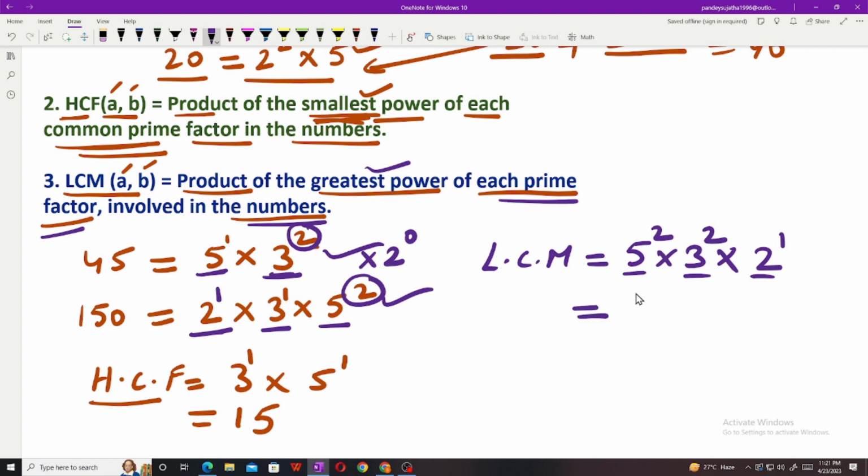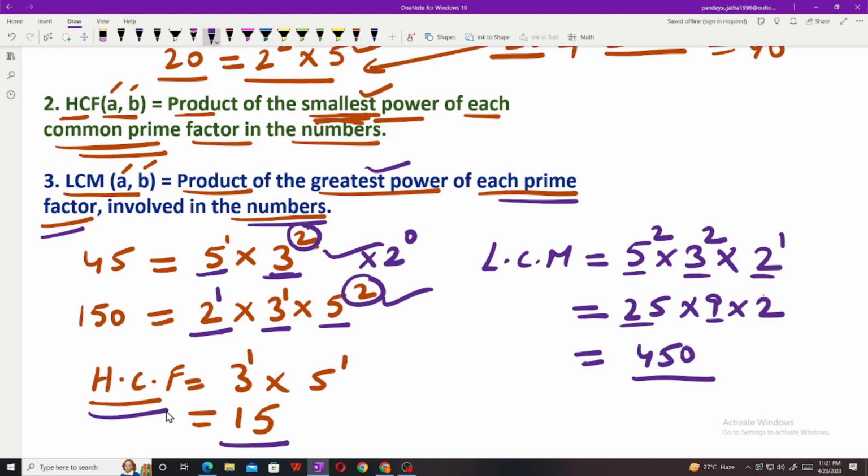So the LCM will be 25 into 9 into 2. If you multiply these all, you get 2 into 25 is 50, and 50 into 9 is 450. So the HCF is 15 and LCM is 450. So I repeat, to find the HCF, we take the common factor with smallest power, and to find the LCM, we take all the prime factors with greatest power. So we got the HCF as 15 and the LCM as 450.